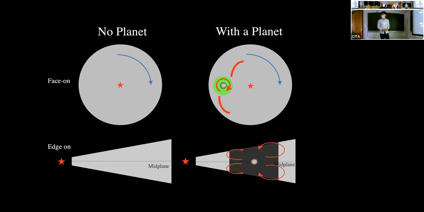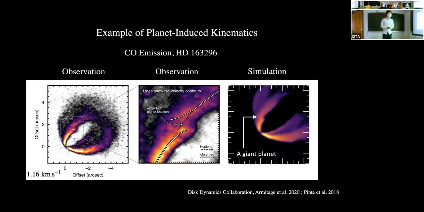If we can detect them, they can be the signpost of a planet in the disk. So here is a real-life example showing the detection of non-Keplerian motion and how possibly that could be explained by a planet. The left panel here shows what is called a channel map. It shows CO emission from HD 163296 at a line of sight velocity of 1.2 kilometers per second.